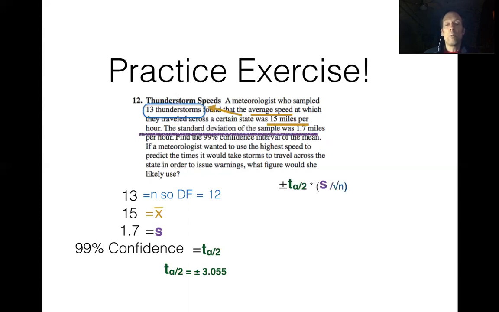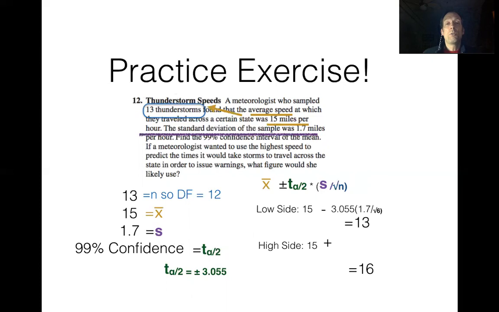All right, let's find out what the low side came out to be. Low side is going to be 13, and the high side is going to be 16. Okay, so we could say that we're 99% confident that the average speed a thunderstorm is going to travel across the area is going to be between 13 and 16 miles an hour.